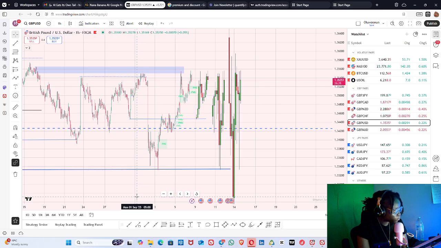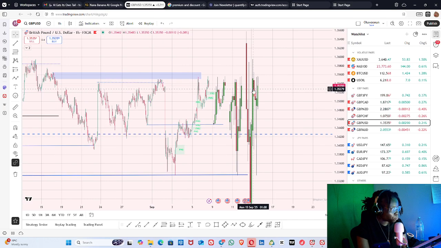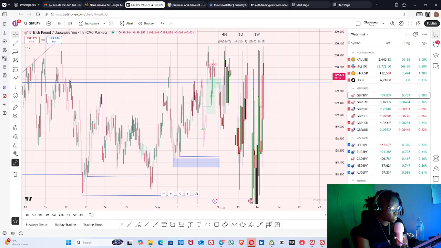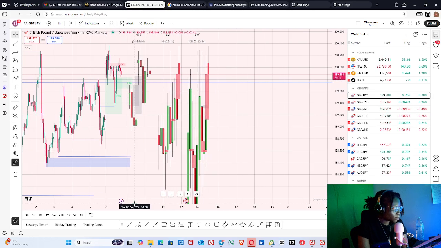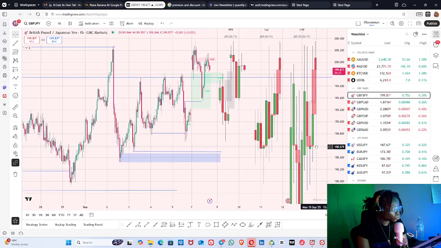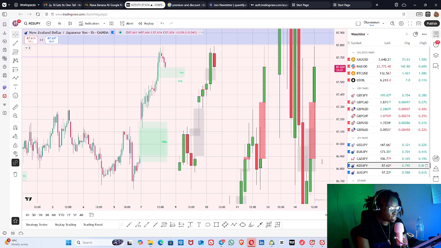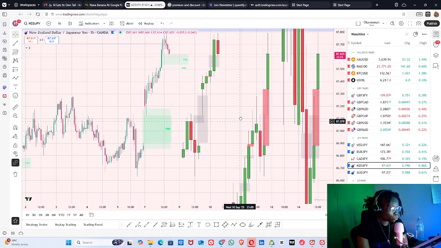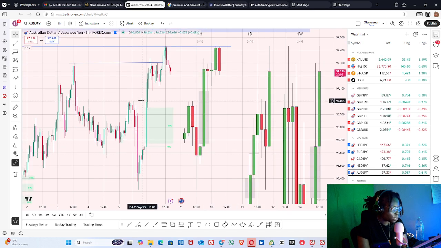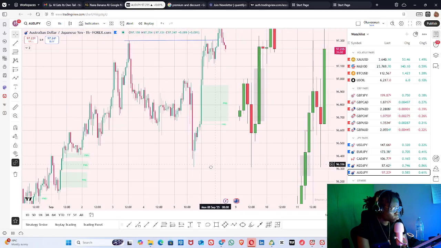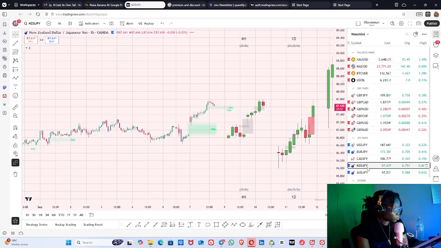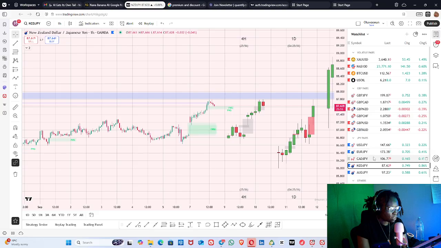There were a lot of FVGs all around popping up, especially on JPY pairs. Some were able to cover them up today, while some pairs just could not. For example, NZD JPY still has an FVG open. AUD JPY, no more FVG. Using my eyes, NZD JPY FVG is open here.